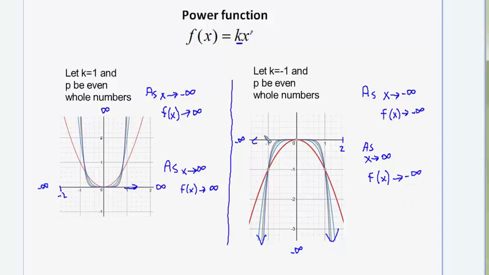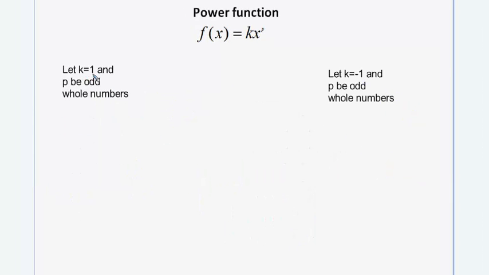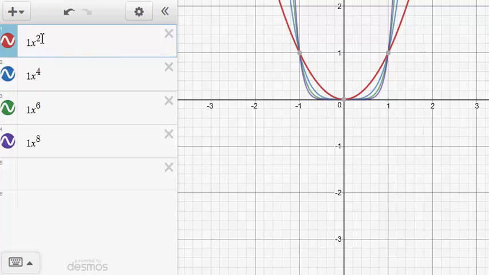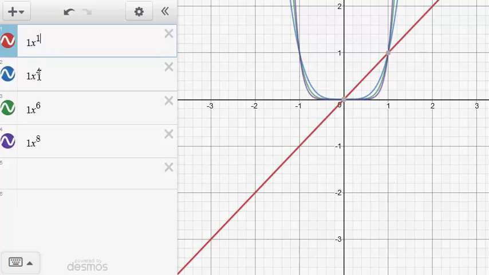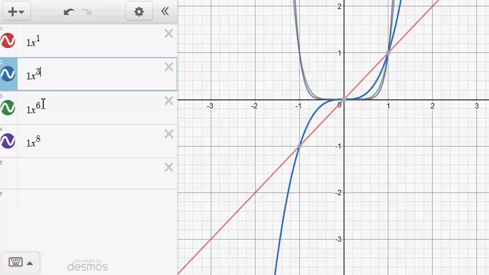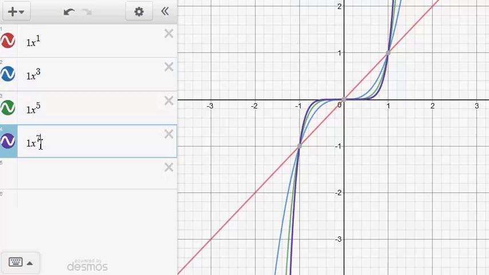Let's repeat these examples, keeping everything the same, except this time we'll let p be odd whole numbers. So now we'll let k be some positive number. I set it to be 1, but it could be any positive number. And let's look what happens to the end behavior when p is odd and is a whole number. So I'm going to change our exponents from 2, 4, 6, and 8 to 1, 3, 5, and 7.